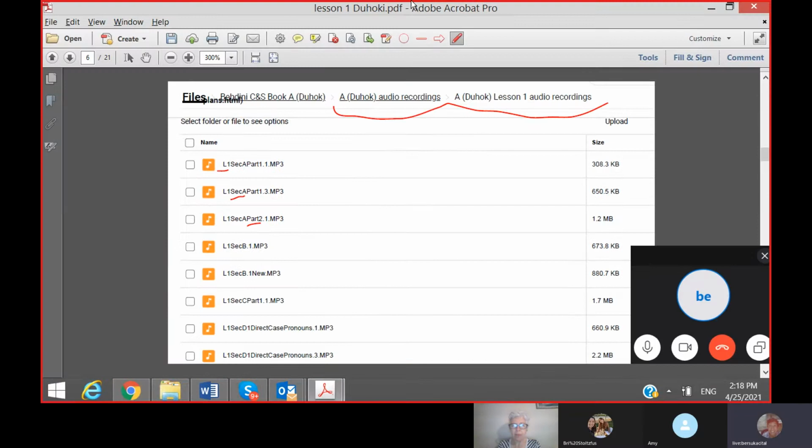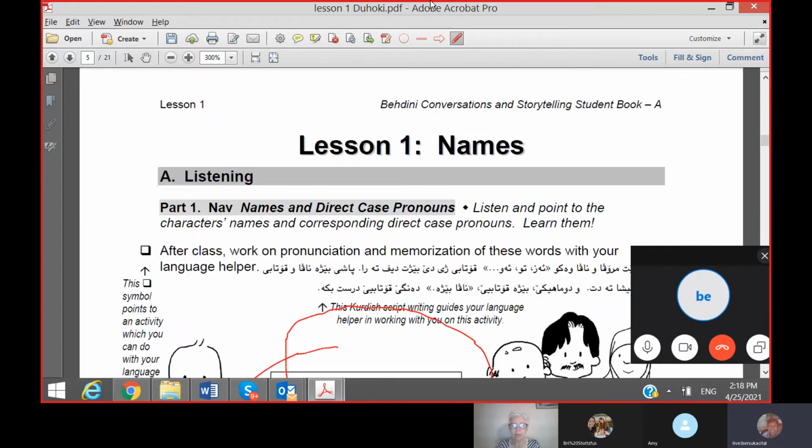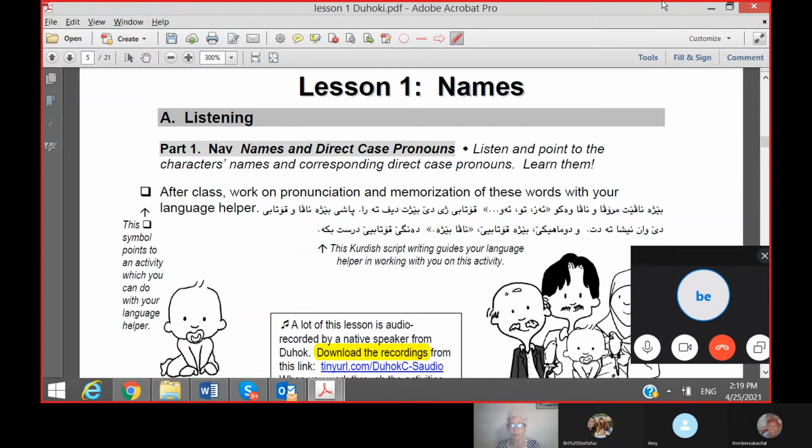Can we listen to whichever one we want to focus on, the Behdini or the Zakoui? Do you have everything in Zakoui and Behdini? Yes, the answer is yes. And if you have the Dahuki book that you bought from Bree, then you'll need to listen to the Dahuki audio recordings. If you want to buy the Zaho dialect book, you can order that and use that book, and then you would use the Zaho dialect audio recordings.